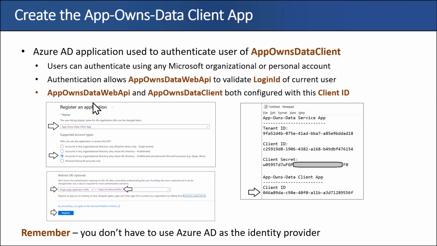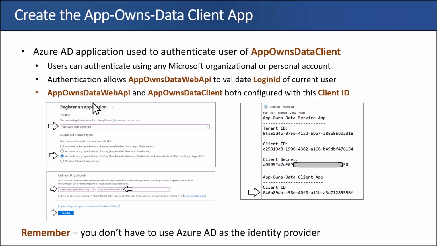And now that we have configured the AppOwnsData Service App, our last step is to configure the second Azure AD app for the client. Now, what we're going to do is create an Azure AD application that users can authenticate with using any Microsoft organizational account or any Microsoft personal account. And so what's important to see is that this is the application that the AppOwnsData client will use to authenticate users, to basically acquire access tokens, and then to make secure calls by transmitting those calls with the access token in the authorization header.